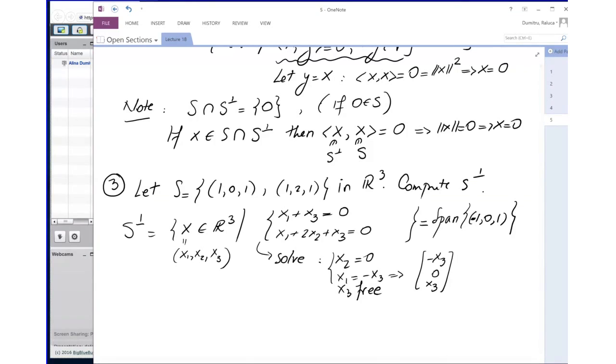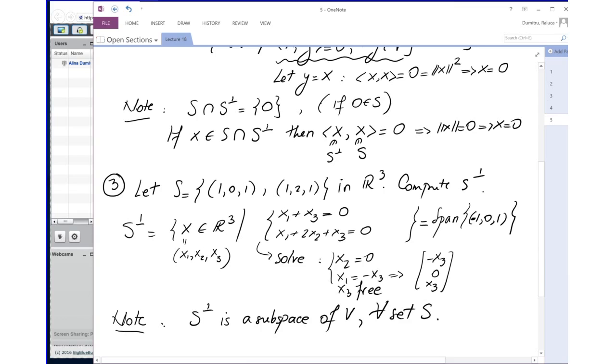Notice one thing, S was a set, S-perp is a span, so it is always a subspace. So even if you start with a set, the orthogonal complement will turn out to be a subspace. S could be itself a subspace or not, or just a set like here. It doesn't matter.